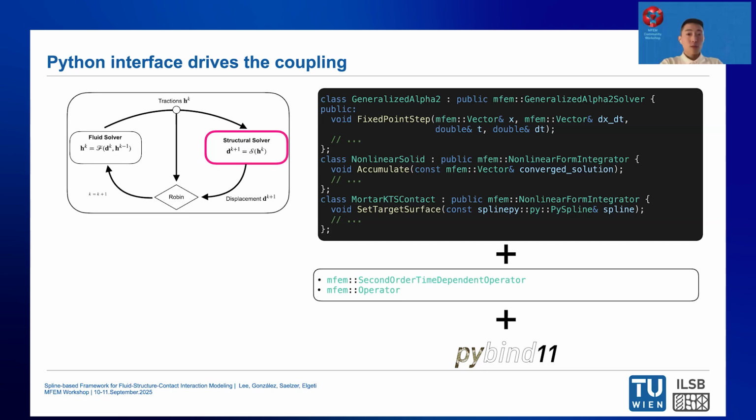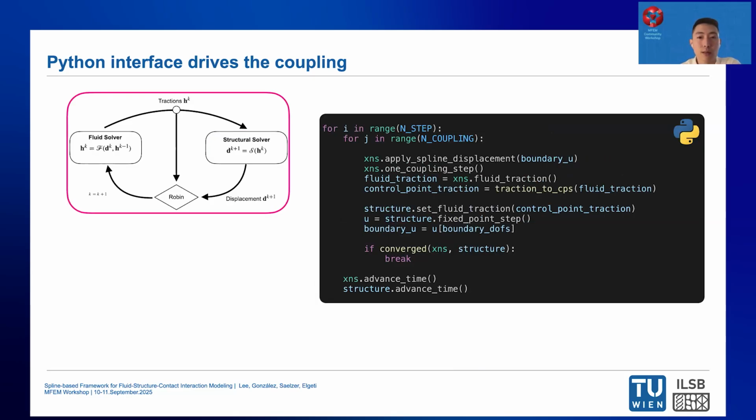Okay. So the structure solver with MFEM is more straightforward, I guess. For this work, we use shared memory parallelization, and other than the usual extensions, which is similar to example 10, I believe, we extended the ODE solver for coupling loops. The domain integrator needed an accumulation function for plasticity, and the contact integrator needed a function to register the target surface, so the foreign object. All these functions are again exposed to Python using PyBind.